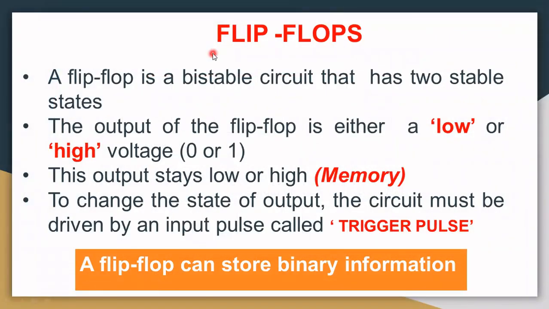Coming to flip-flops. A flip-flop is a bistable circuit that has two stable states, 0 and 1. That means low and high. That means it can store either 0 or 1. So we use flip-flops for storing binary numbers or bits, either 0 or 1. So this acts as a memory.